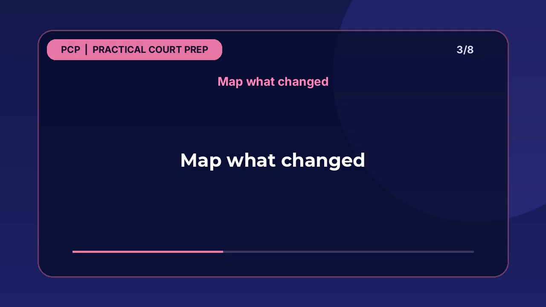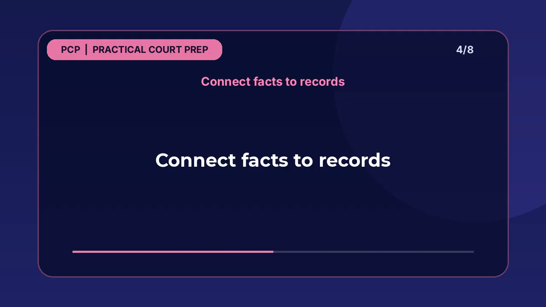Now create 3 columns: when the change began, what specifically changed, and how it affects the child or the operation of the current order. Avoid labels that do all the work, such as bad parent or impossible situation. Replace them with observable facts: missed exchanges on specific dates, a school schedule that changed, a move, a new medical need, a communication pattern, or another concrete event. Whether a fact meets the legal standard for modification is a local legal question. Your map simply makes the facts findable.